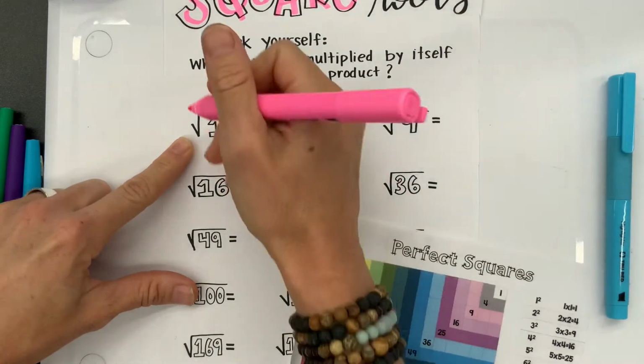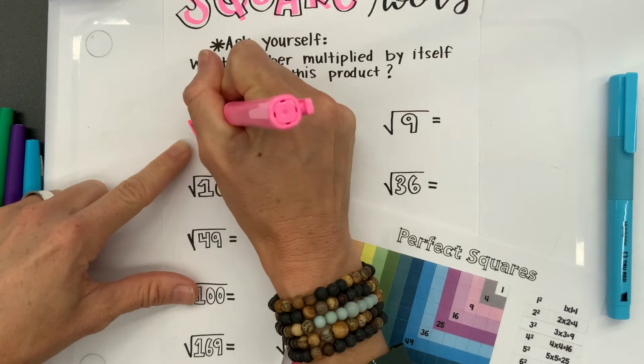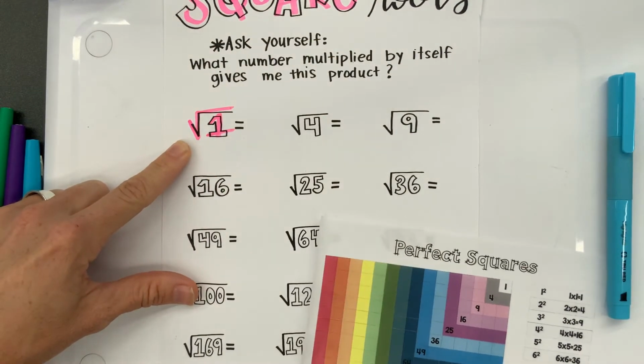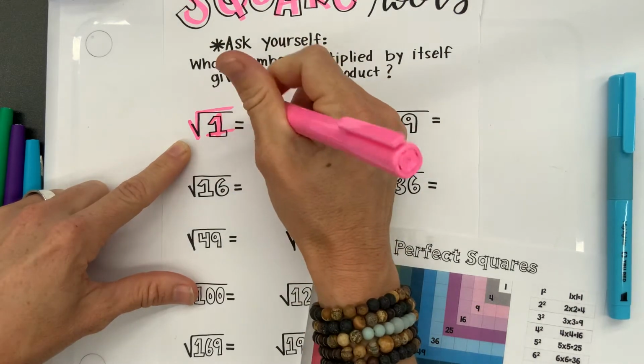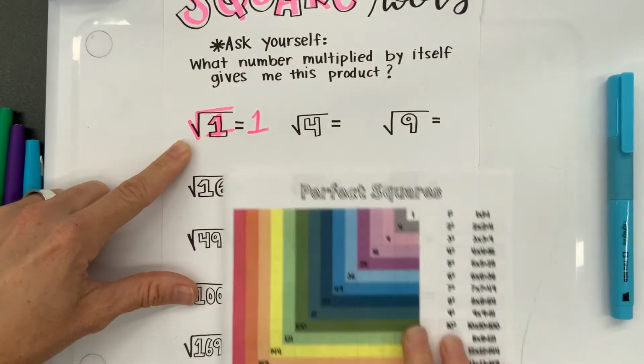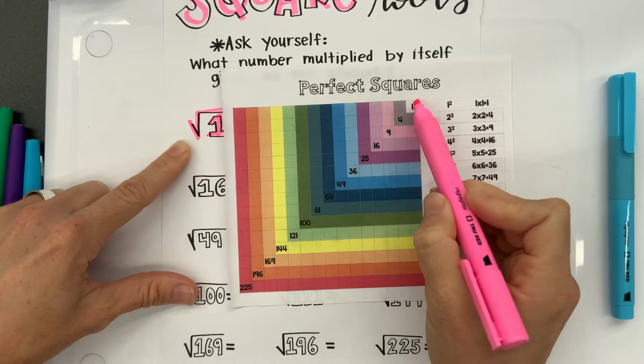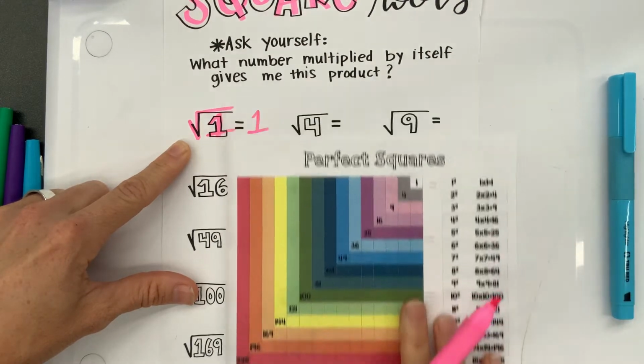So I could ask myself, what is the square root of 1? What number, when you multiply by itself, will give me this product? So the square root of 1 is 1. All it's doing is asking me, what are the dimensions of that square?